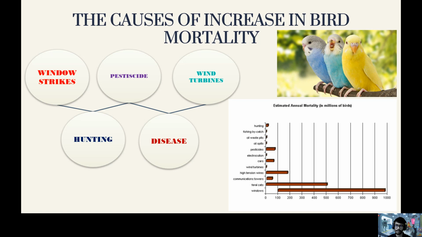Fortunately, the owner of the poles is committed to making changes in reducing the electrocutions, and I just really hope that other regions will follow.